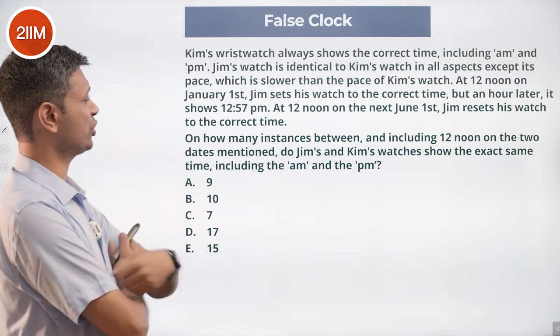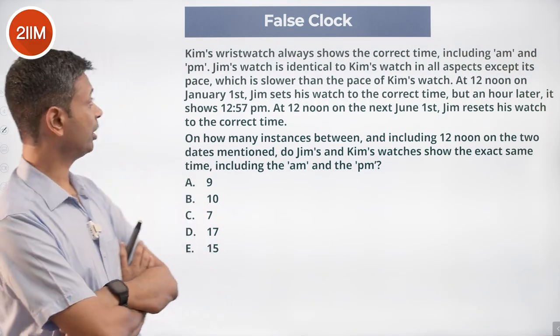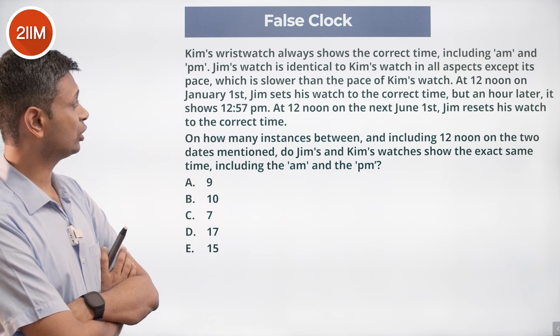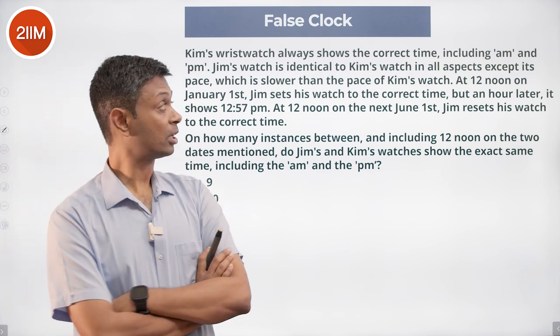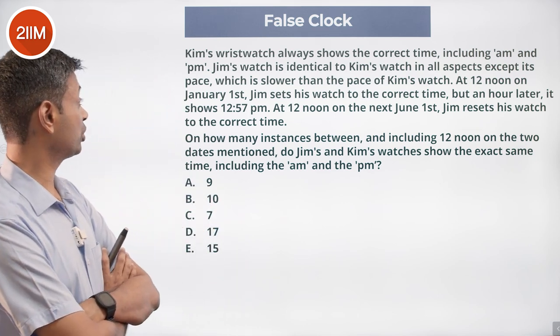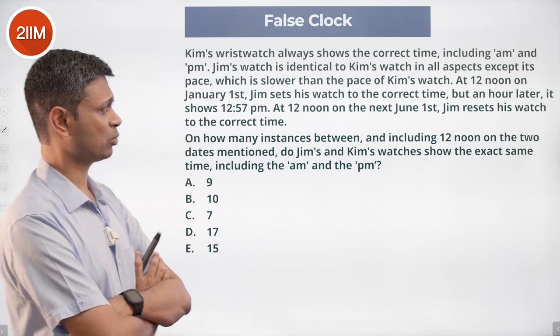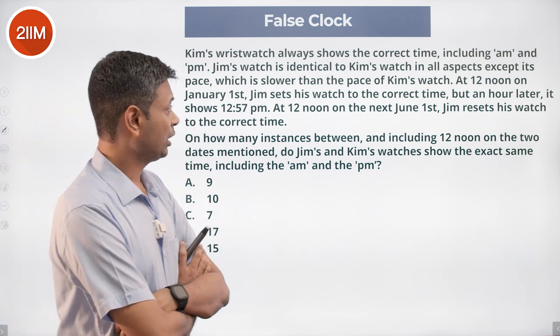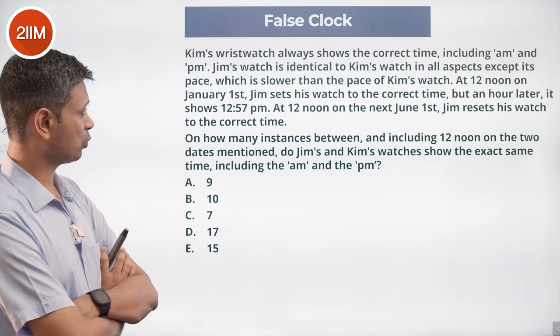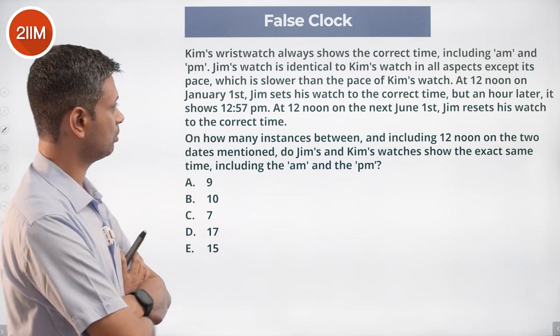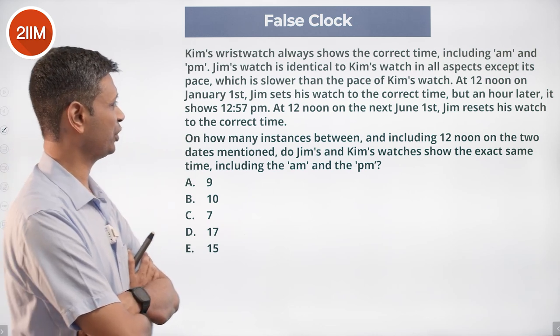Kim's wristwatch always shows the correct time, including AM and PM. Jim's watch is identical to Kim's watch in all aspects, except its pace, which is slower than the pace of Kim's watch. At 12 noon on January 1st, Jim sets his watch to the correct time. But an hour later, it shows 12:57 p.m.